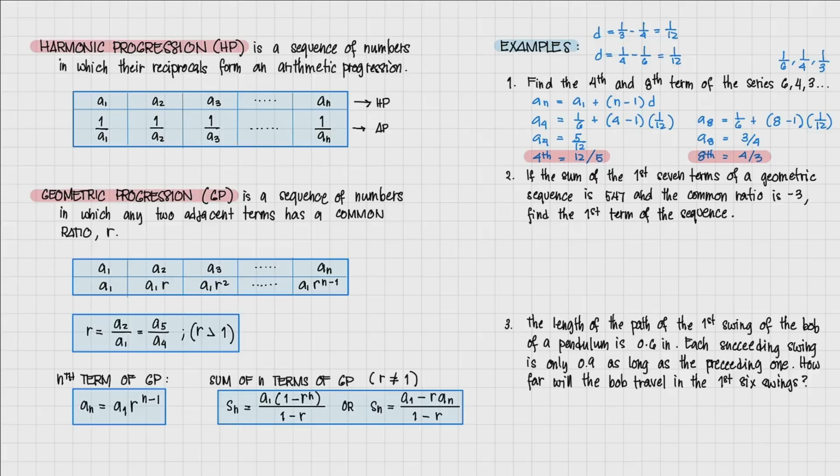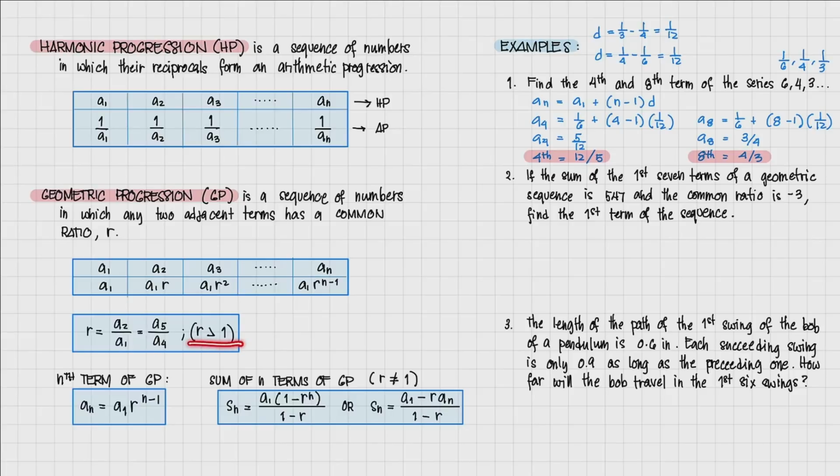Alright, so on to our geometric progressions. A geometric progression, or GP, is a sequence of numbers in which any two adjacent terms have a common ratio R. The common ratio R can be computed by getting the ratio of the succeeding term to the term directly preceding it, in this case A2 over A1, or A5 over A4, or A3 over A2, and so forth.